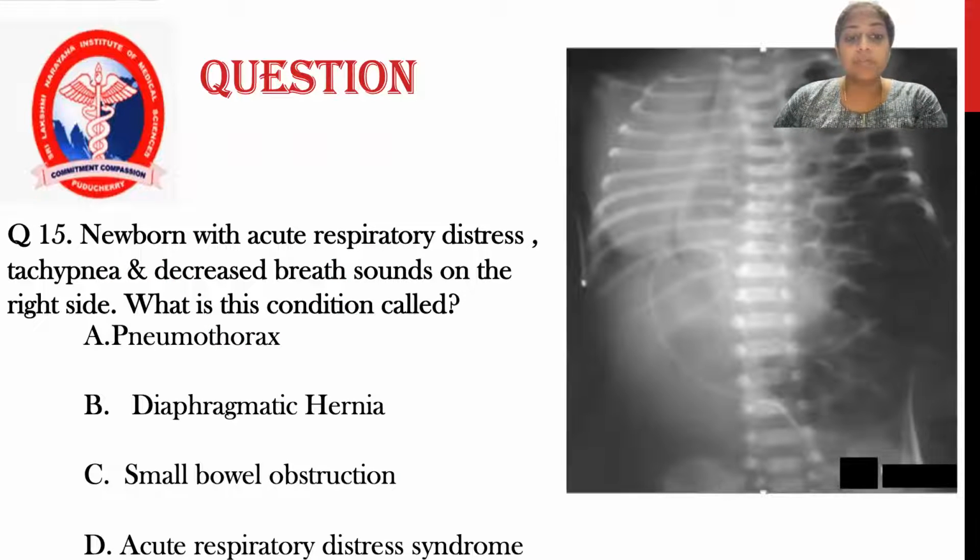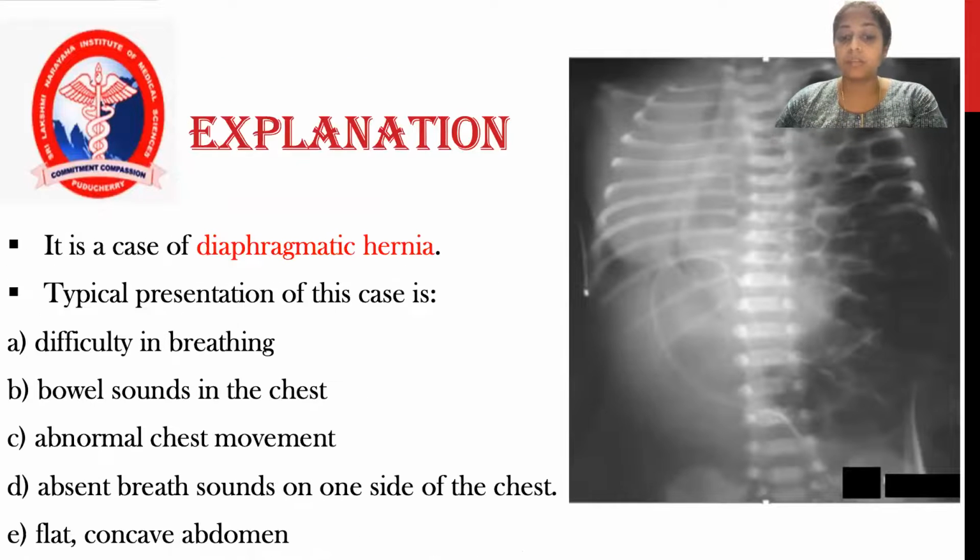This is a case of a newborn with acute respiratory distress, tachypnea, and decreased breath sounds on the right side. So what is this condition called? Can you see that there is a lucency here, extending to the left hemithorax? The options are pneumothorax, diaphragmatic hernia, small bowel obstruction, and acute respiratory distress syndrome. This is a case of diaphragmatic hernia.